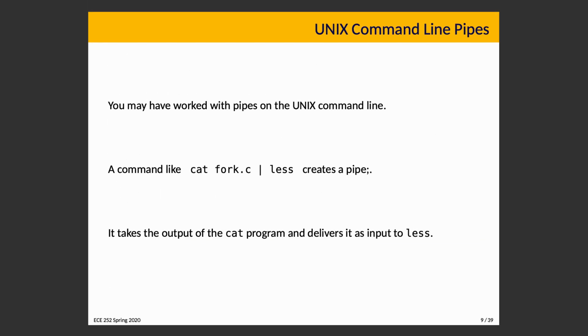You might have worked with a pipe using a command line. You can use this to redirect output from one command as the input for another. A command like cat fork.c and then the pipe character to less creates a pipe of sorts. It takes the output of the cat program and delivers it as input to less.